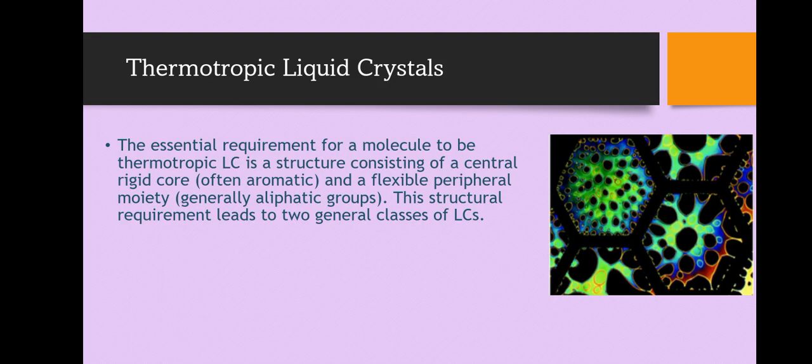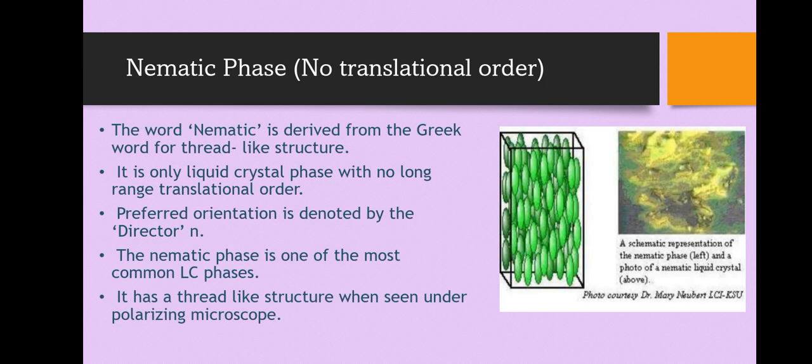Next one, thermotropic liquid crystals. The essential requirement for a molecule to be a thermotropic liquid crystal is that its structure should consist of a central rigid core which is aromatic in nature, and it should have a peripheral moiety which is flexible, and generally it is aliphatic in nature. These structural requirements lead to a general classification of liquid crystals: nematic phase, smectic phase, chiral phase.